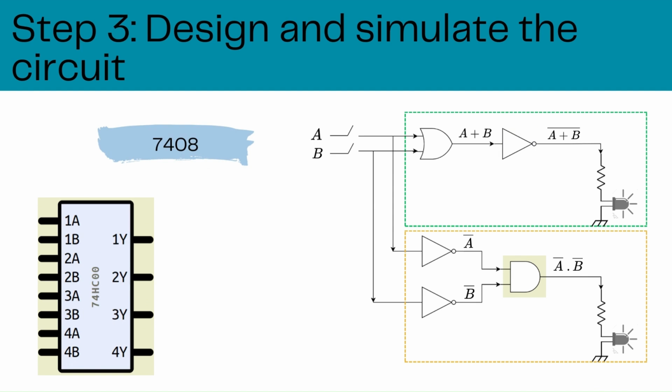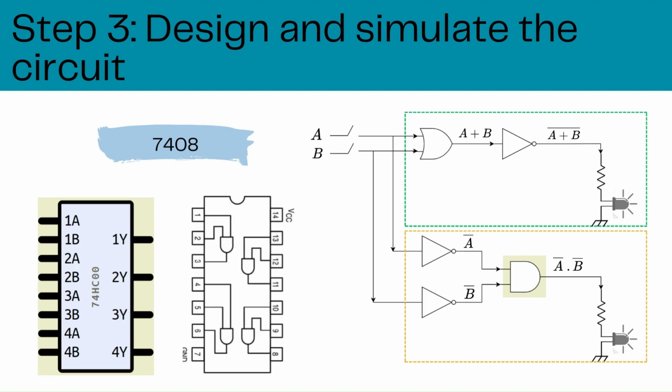Finally, here we have IC 7408 having 4 AND gates with similar interpretation as stated earlier, and here is another IC having different pin arrangement.